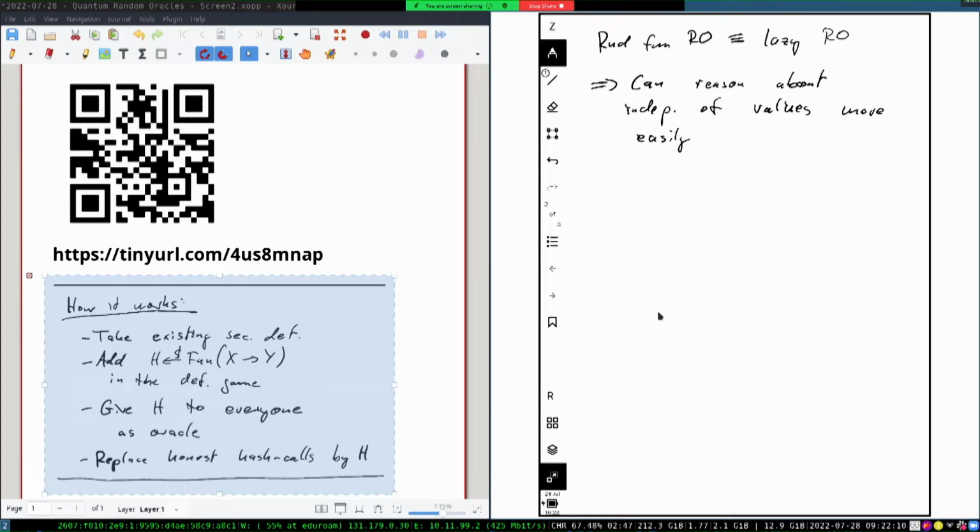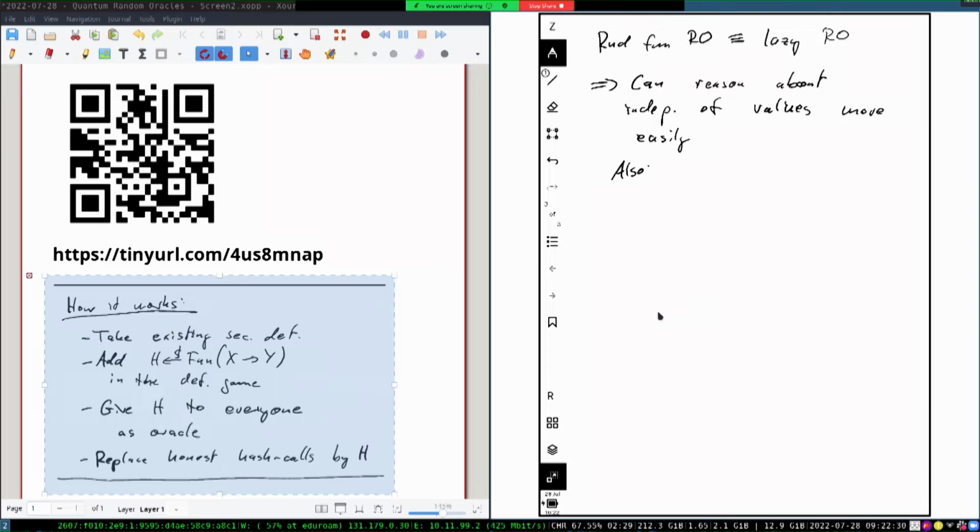For example, if a certain value has not yet been queried, we know that it will be independent of all the values that we have already chosen, because it hasn't been chosen yet. When we query it, it will be a completely random value. And this reordering of the random choices is very helpful for cryptographic proofs.